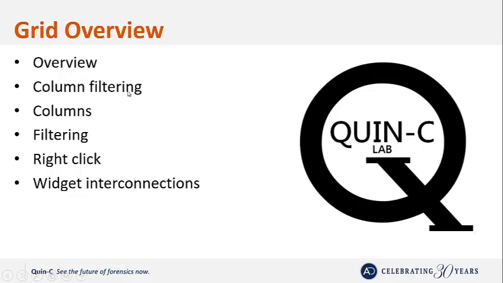We've got one on column filtering. We've got one on columns in general, filtering in general. The right-click menu, which is quite expansive, and then widget interconnections. So without further ado, let me just hop into the product and we'll talk about an overview.